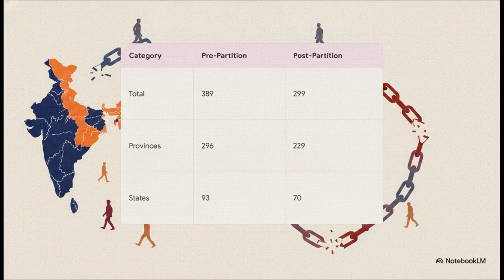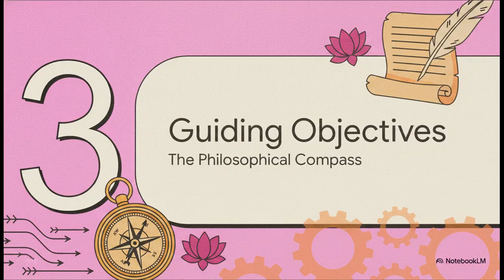You see, after the Muslim League boycotted the assembly and partition became a harsh reality, the total number of seats dropped from 389 down to 299. Obviously, the numbers across the provinces and princely states dropped too, as representatives for what would soon become Pakistan left the body. Section 3. The Guiding Objectives.